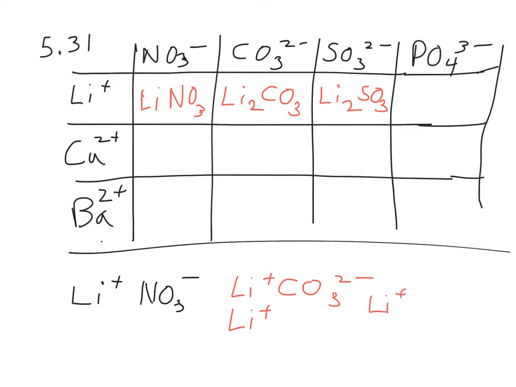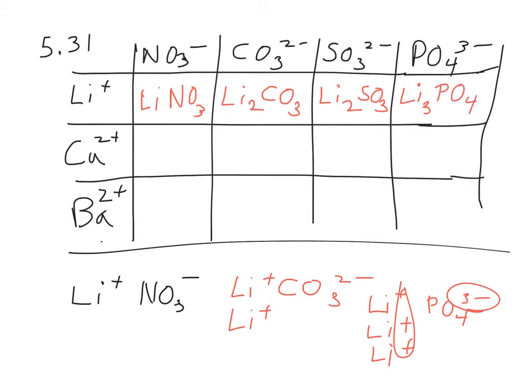Then we've got lithium plus forming a compound with phosphate 3 negative. Well, how many positive charges am I going to need to counterbalance the negative 3? I'm going to need 3 lithiums. So I have a total charge of positive 3 and a total negative charge of negative 3. So lithium 3, phosphate 4. All right.